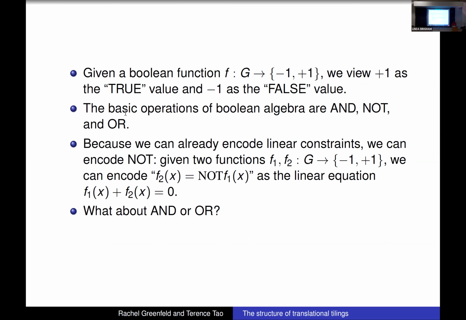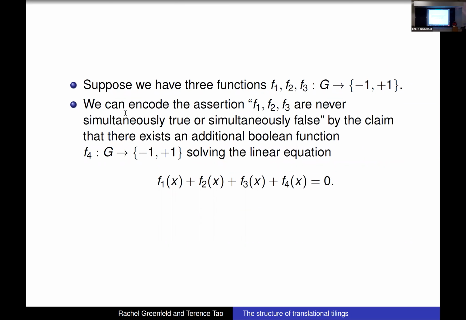So you would like the other gates as well, things like and, or. It turns out you can't quite encode and, and you can't quite encode or, but you can encode something which is close enough. If I have 3 Boolean functions, functions that take values in -1 and 1, I can encode the sentence that F1, F2, F3 are not all true or not all false. So there's 1 true and 2 false, or 2 true and 1 false. That's more complicated than and or, but it turns out to be good enough.